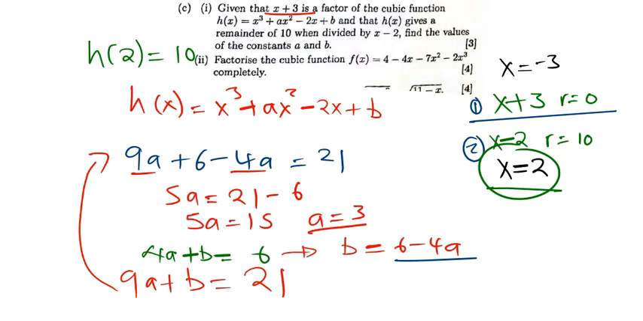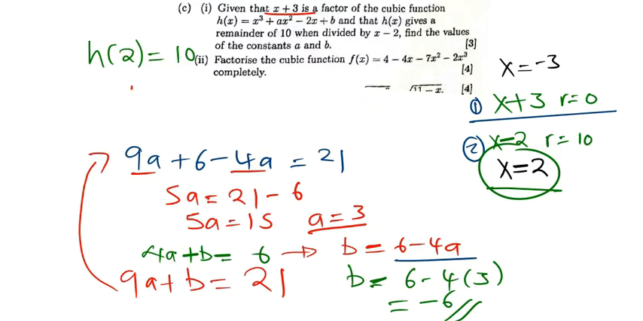So if we get back to our b, where b is the subject, 6 minus 4 times a. So 4 times 3 is 12. 6 minus 12 is a minus 6. So we found the values, right? Therefore, our a is 3 and our b is minus 6, if all our computations are fine. That's it for the first part.